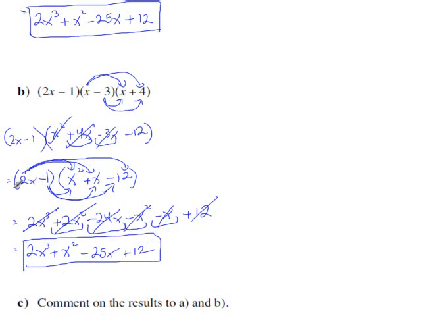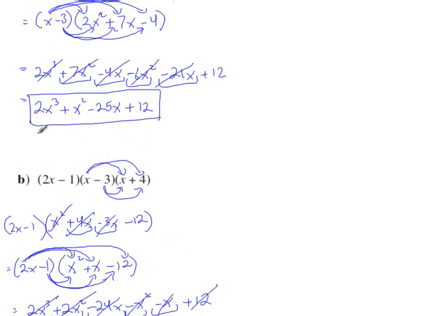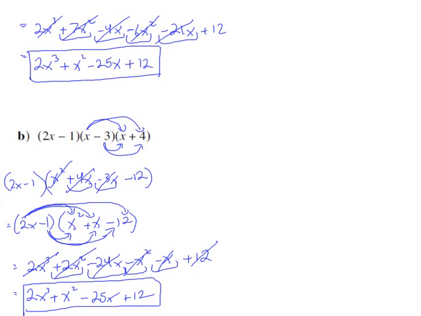So when you're commenting on results, you can say that even with a changed order of terms, multiplying the same terms together in a different order doesn't affect the final outcome, or order doesn't matter.